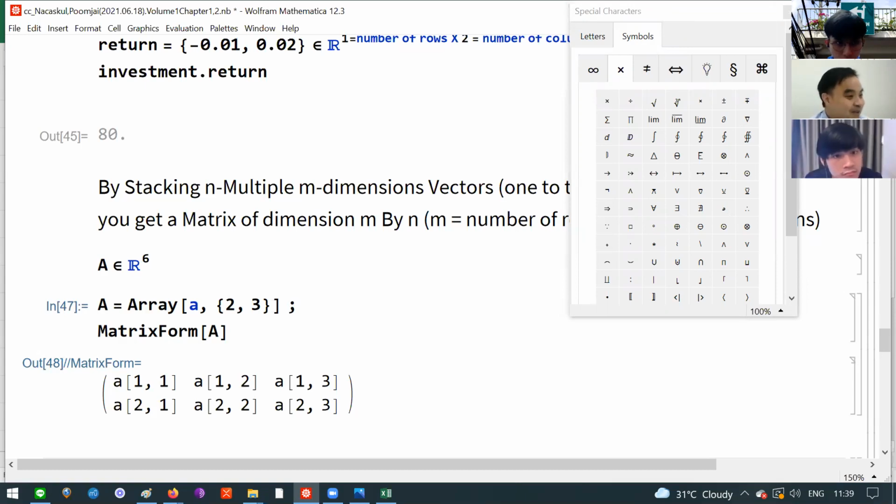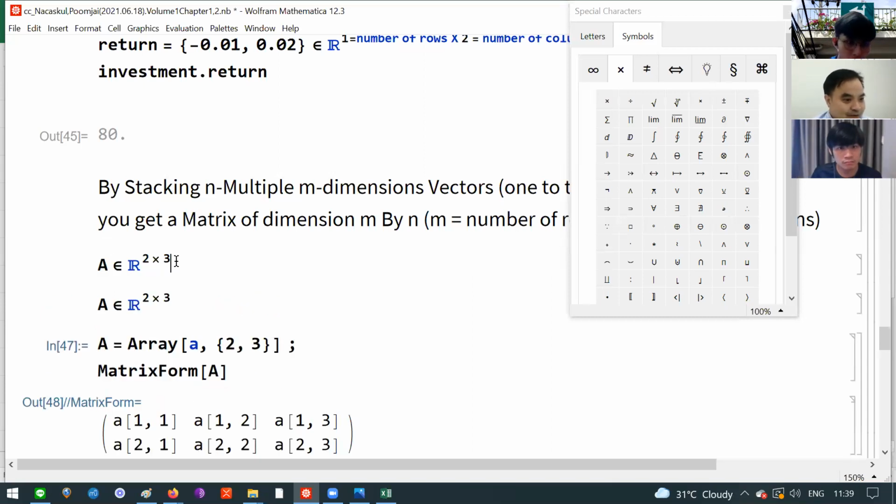Okay? Because you don't know if it's 1 row, 6 columns, 6 rows, 1 column, 3 rows, 2 columns, or 2 rows, 3 columns. Right? So you have to specify the architecture. It is "by" this. Okay? So it's m by n. So you can write it like m by n. Okay? So keep that in mind.